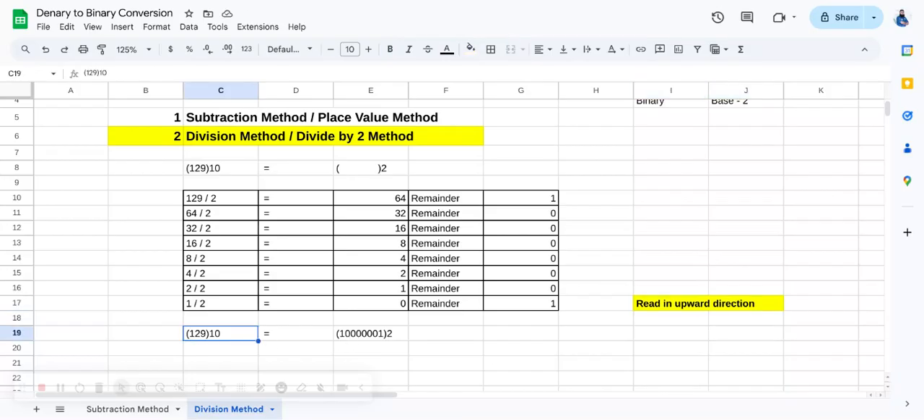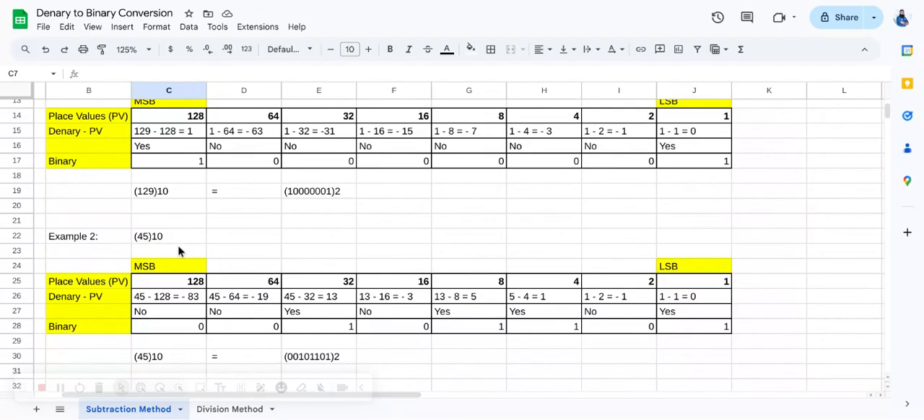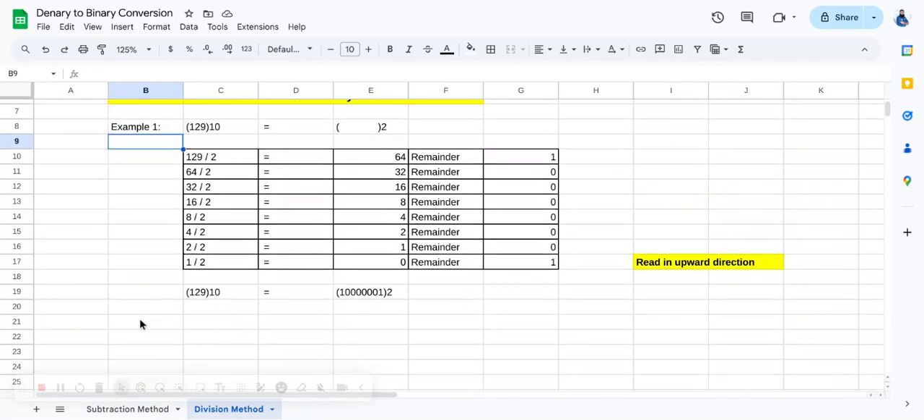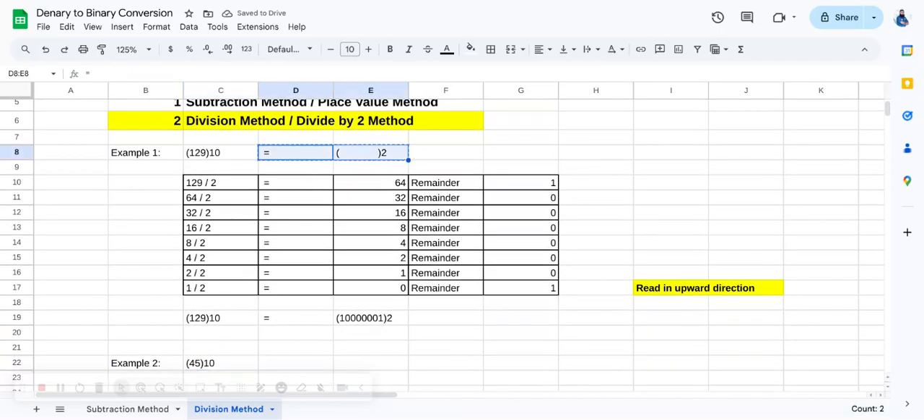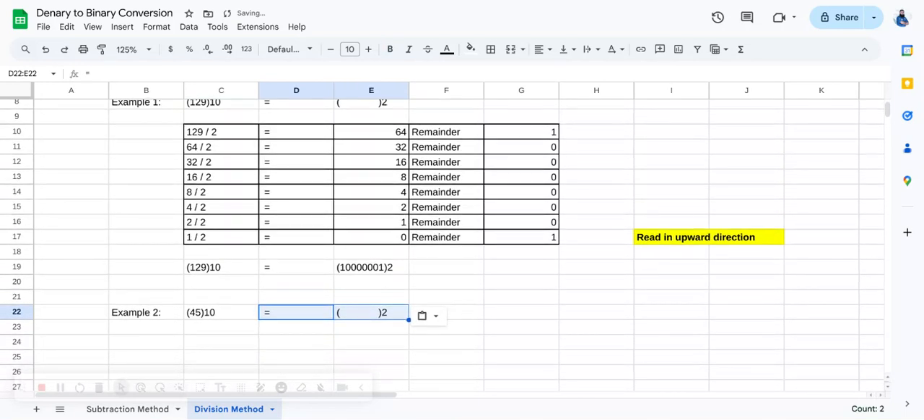So in order to verify what we have done in our other question, like in the previous example, this is example number 1, example 1. Previously we had the second example, which was 45. So we can try the same number using division method, and you will have clear understanding of any confusions. So here I'm going to write example 2, and we are going to convert this number to binary. Okay, so this is our second question.